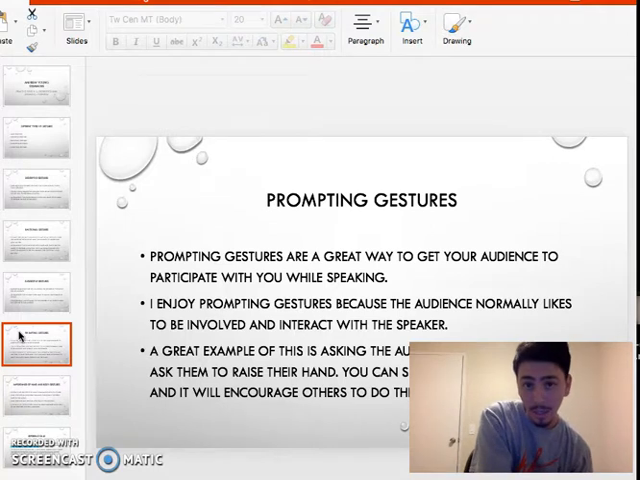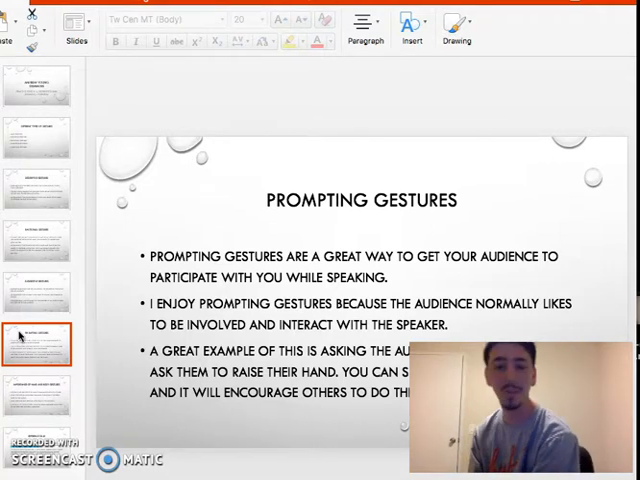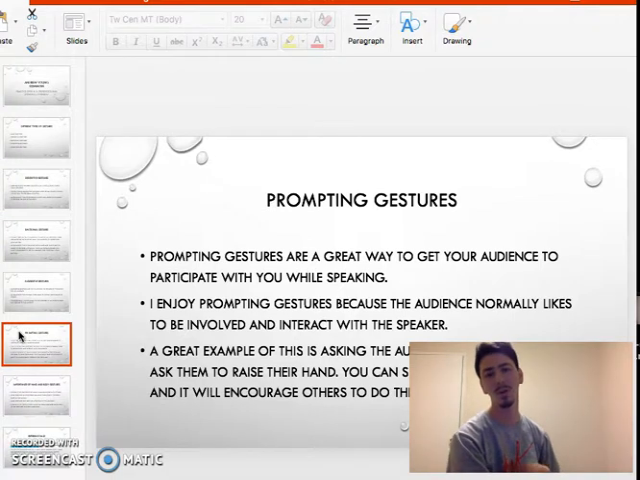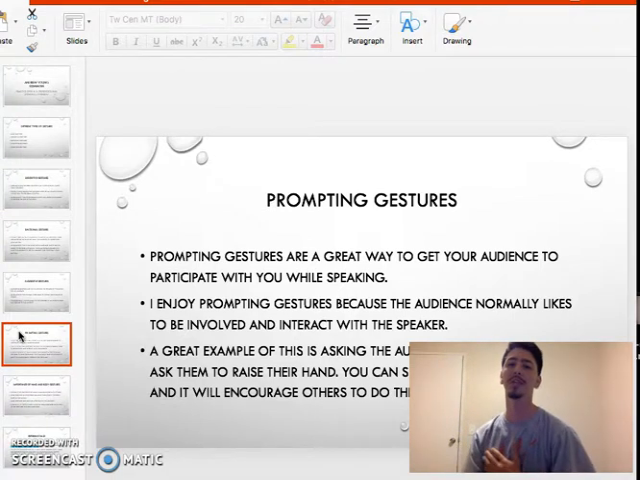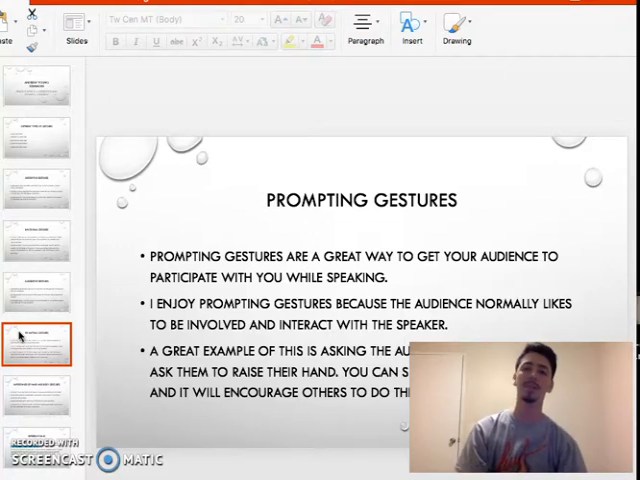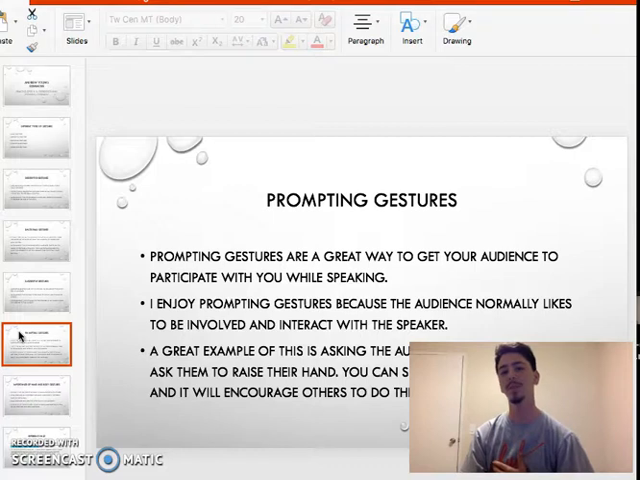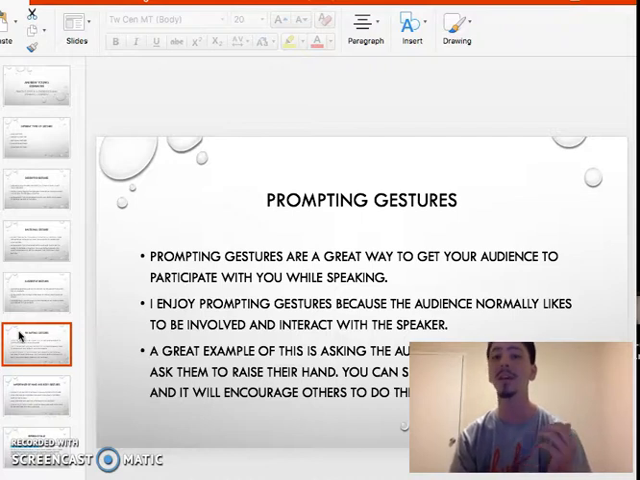Last is prompting gestures. These are cool. These are by far the coolest. They give your audience a chance to participate with you while you're speaking. I enjoy them because the audience normally likes to be involved. And I don't know about you, but if you go to a public speaker and they're not making you involved, sometimes you might get a little distracted. So if you can involve the audience, it's cool.